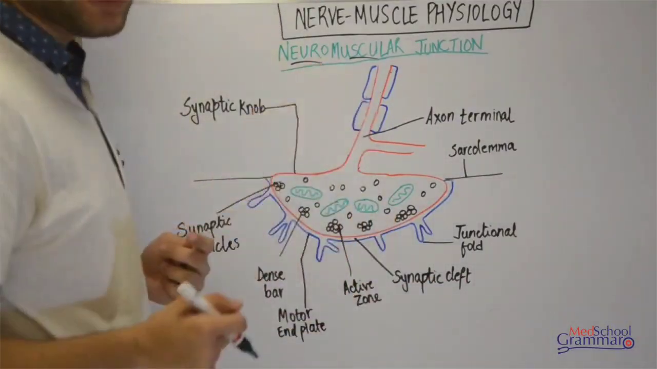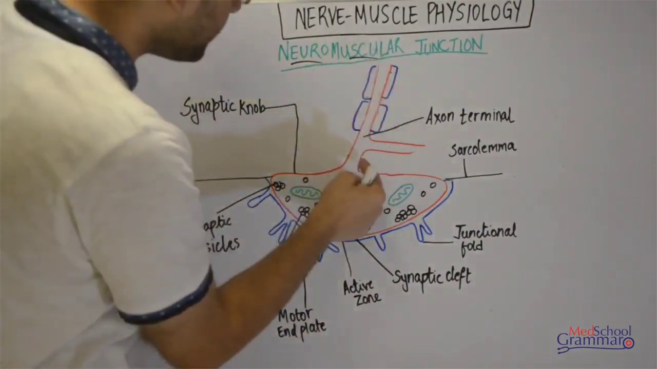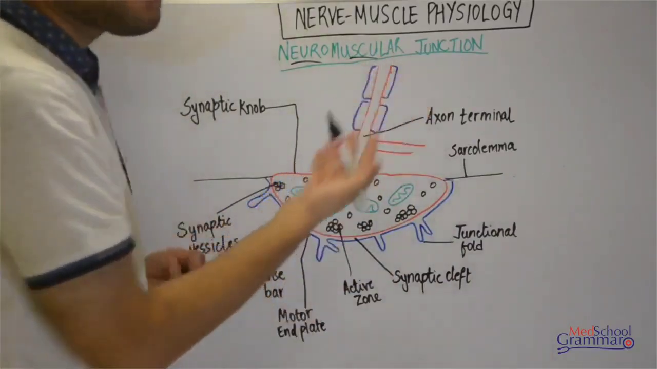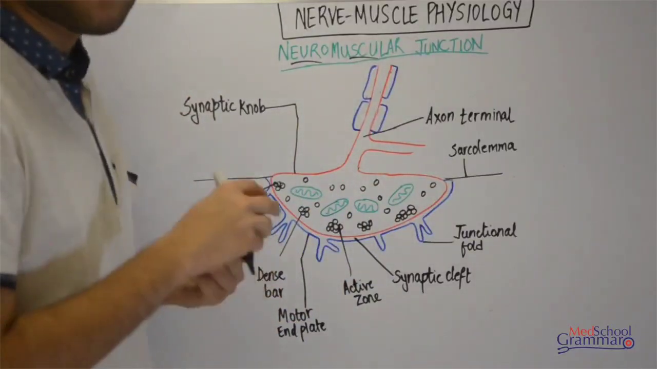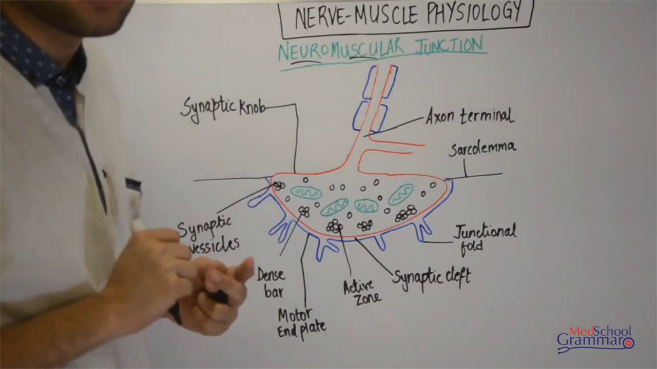The presynaptic part is the part that contains the nerve. The nerve has an axon terminal and a synaptic knob. The axon terminal is lined by myelin sheath and everything. This is the synaptic knob. The synaptic knob is nothing but an enlarged part of the terminal part of the axon.